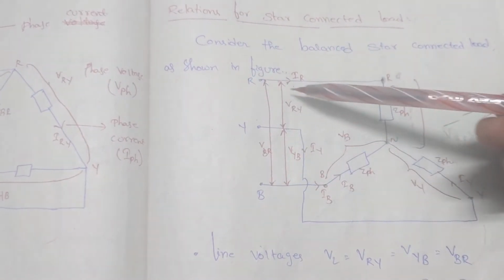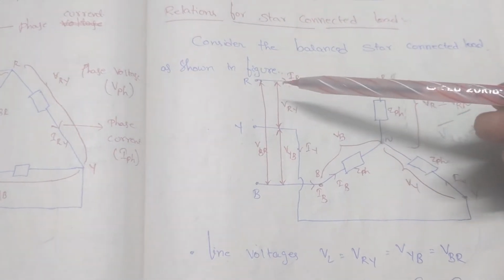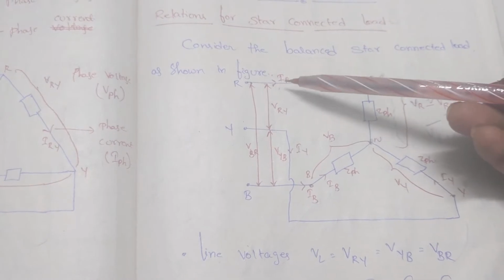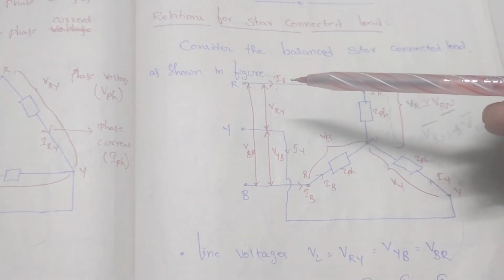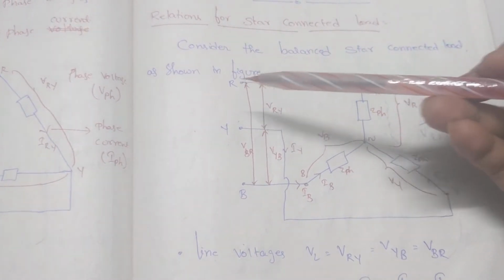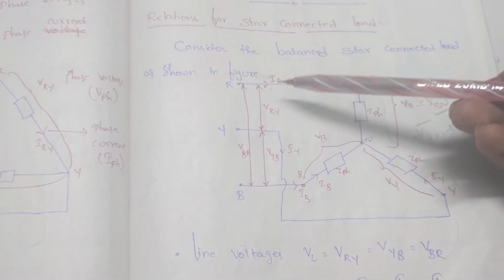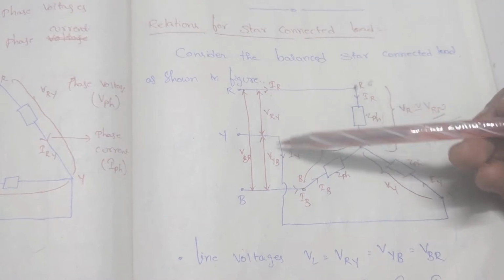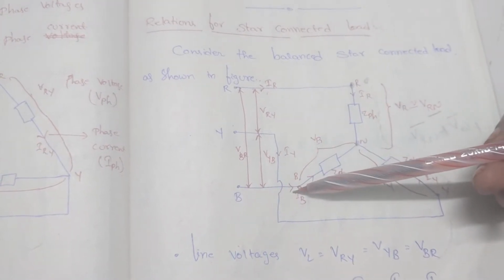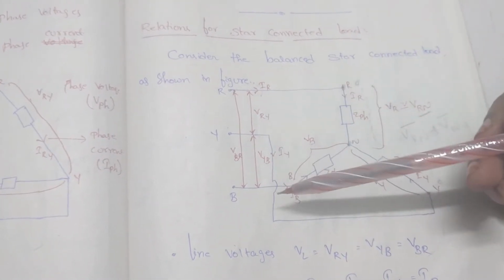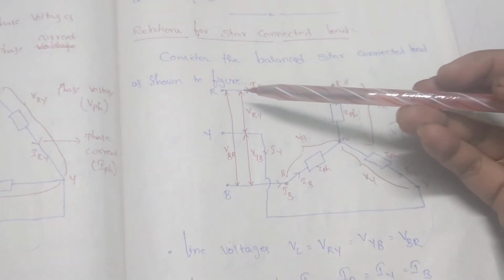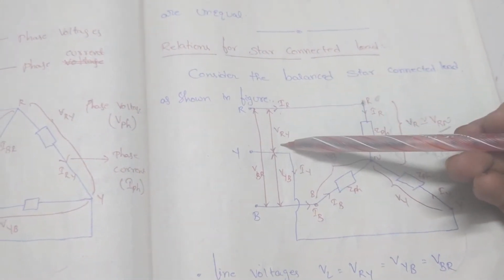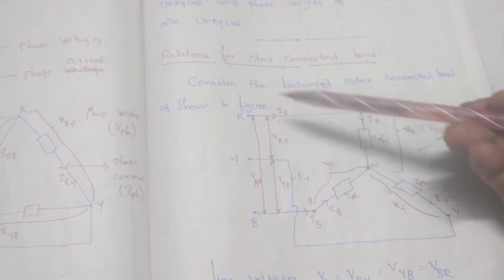The currents flowing through these supply lines, we call them line currents, which are nothing but IR, IY and IB. These are the line currents. And the voltages across these lines, we call them line voltages.